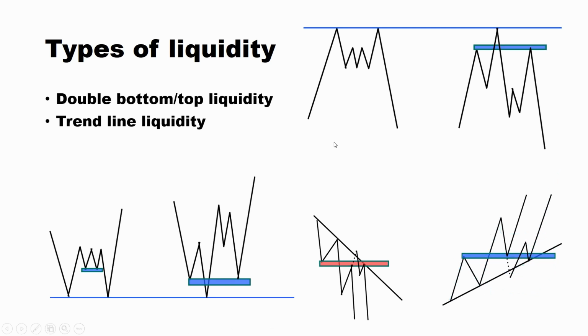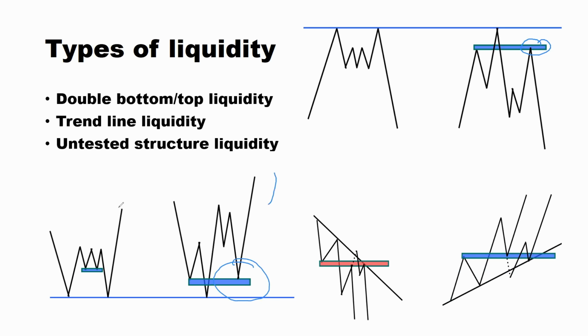Now, the other type is the untested structure. This one I've already spoken about here. This untested structure is created by a false breakout, like this one here, this one. This is the untested structure that we're talking about. So make sure you always look out for such structures.